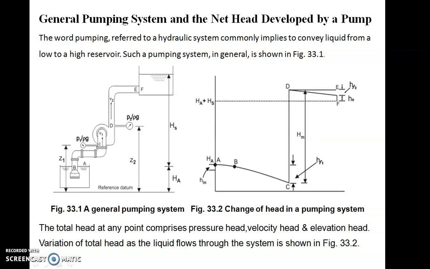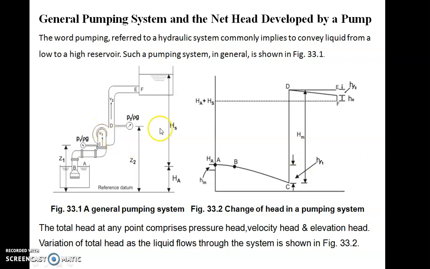So we have seen the general pumping system. In this diagram, we have seen the pressure is raised from point C to D. Point C is the inlet point and D is the outlet point. The pressure increment from C to D is obtained by supplying work by the electric motor.